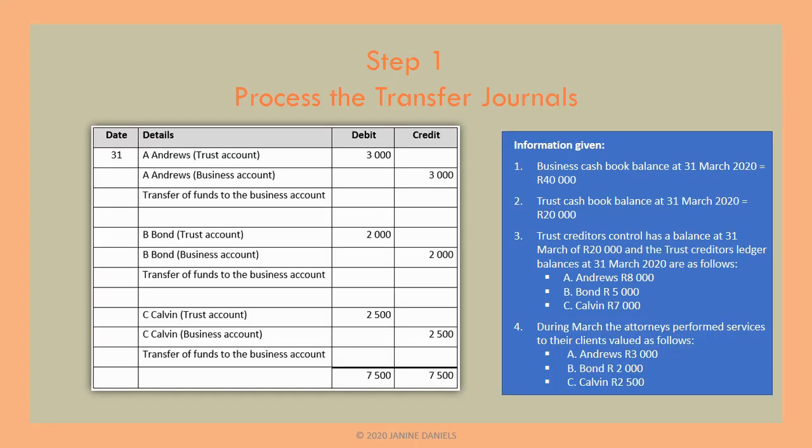After you have prepared the applicable accounting records and entered the available information, the next step, which is the first step in the transfer process, is to record the transfer entries in the transfer journal. Here, you must debit each person's trust account and credit their business accounts with the value of the services rendered. The value of the services rendered is the amount the attorneys are entitled to transfer. Please remember that what they can transfer is limited to what they are owed.